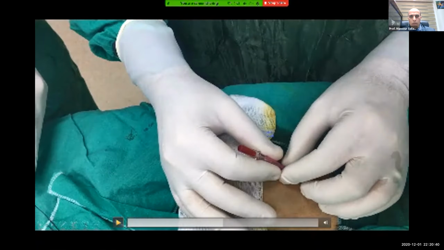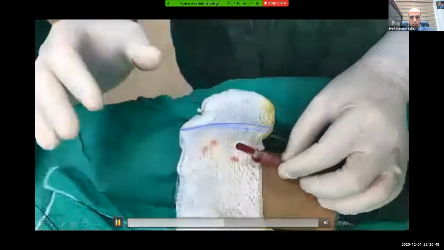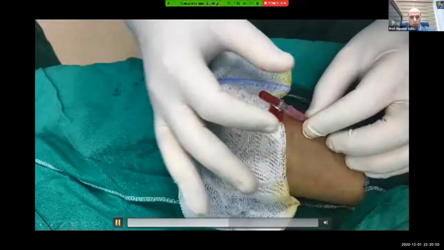Now I got blood flow. I think it will be a mistake to take the needle out. Okay, but you have to transfix the artery.